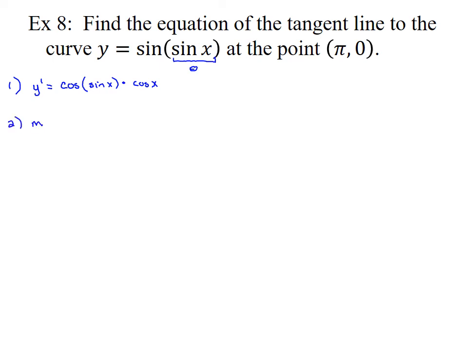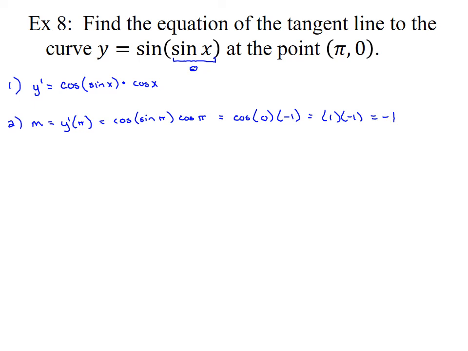Step number 2, to find the slope of the tangent line, you have to plug your x value in, which is going to be pi. So that's going to end up being the cosine of the sine of pi times the cosine of pi, and you have to know your trig values here. The sine of pi is 0. The cosine of pi on the outside is -1, but then you pick up another trig function. Cosine of 0 is 1, so 1 times -1 gives you a slope of -1.